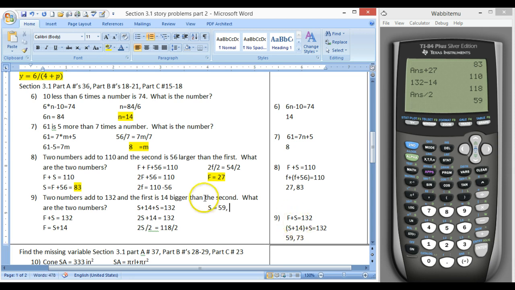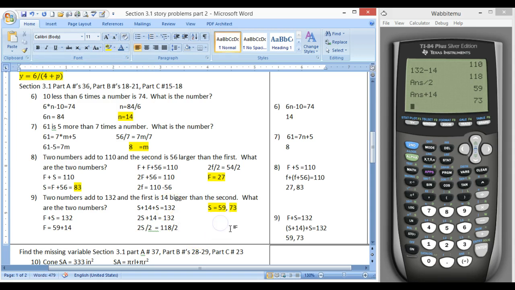But as tempting as it may be to stop and say that I'm done, I only found the second number. I need to find both of them. What are both numbers, the two numbers. So I need to substitute this 59 back into here. 59 plus 14 will give me the first one. And we got that from them telling us that the first number is 14 bigger than the second. Adding that together gives me 73. So that's the first number.